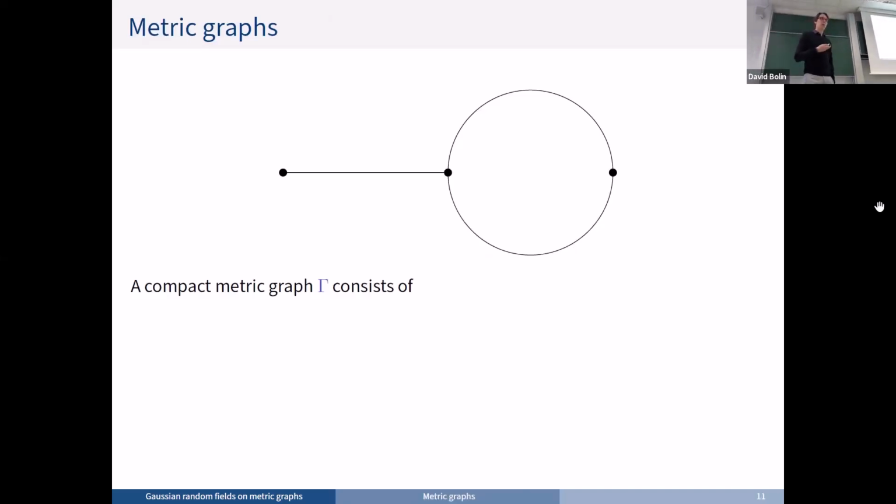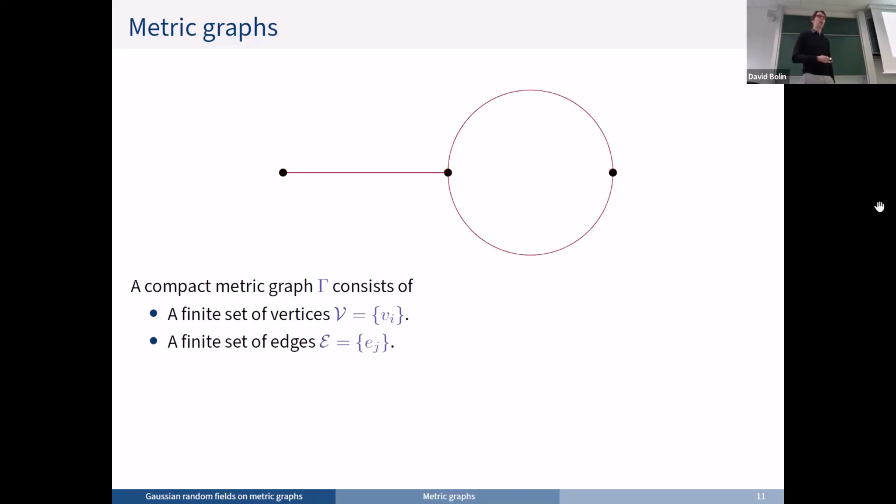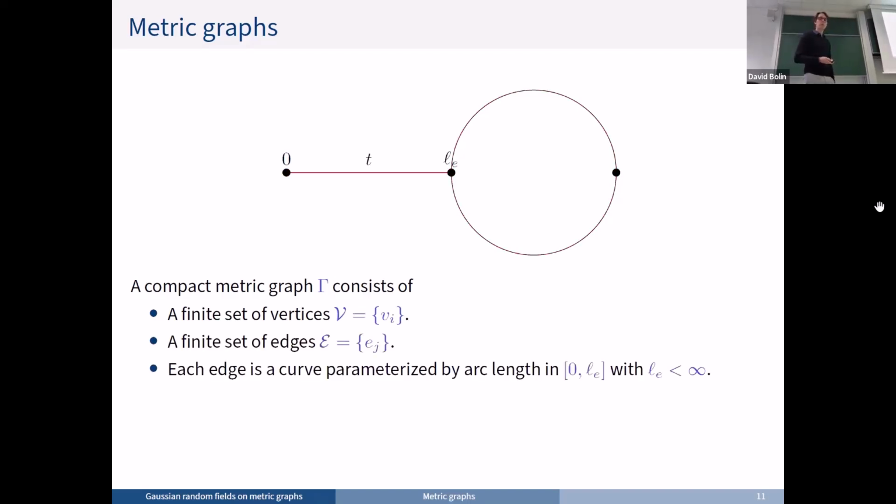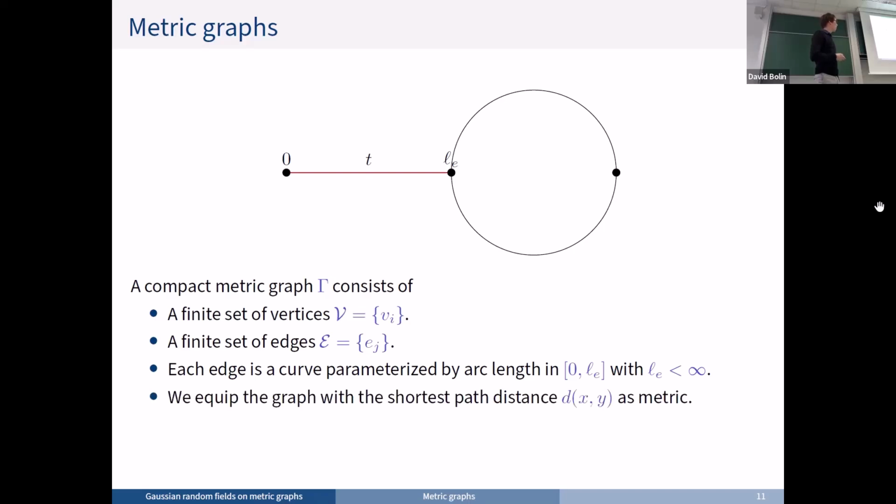And then the first thing we have to do is to define what we mean by this network structure, and this is what a metric graph is. A metric graph consists of the same things as a normal graph does: we have a finite set of vertices and a finite set of edges connecting these vertices. But the difference is that each edge is not just an abstract connection, but a physical curve that we parameterize by arc length. You can be somewhere on this edge or on that edge. And then we equip this graph with a metric so that you can measure distances between points at different locations on the edges or at the vertices.